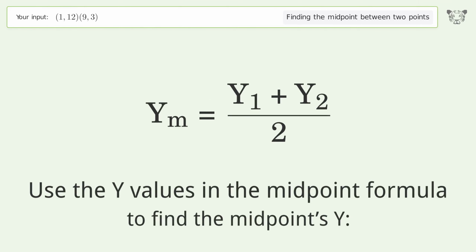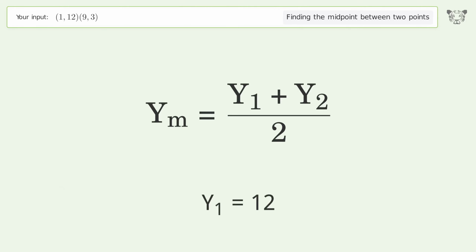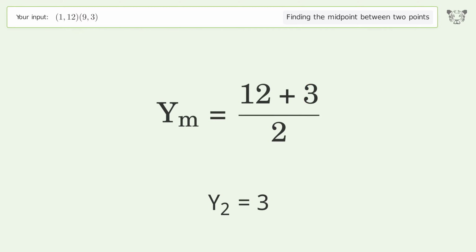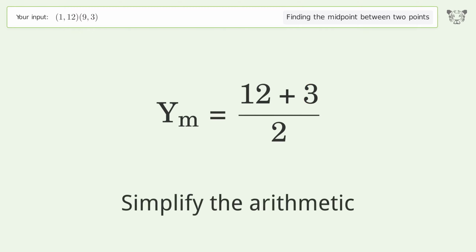Use the y values in the midpoint formula to find the midpoint's y. y1 equals 12. y2 equals 3. Simplify the arithmetic.